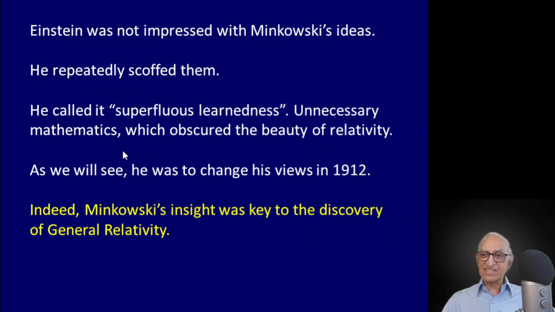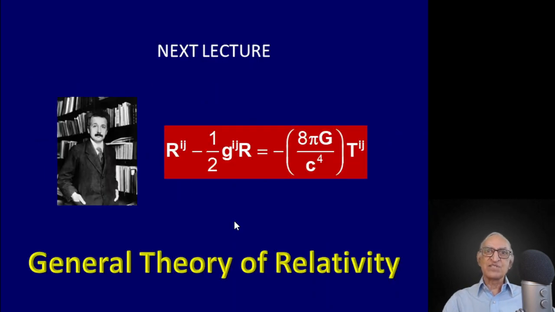As we shall see in the next lecture, Einstein was to change his views 5 years later, in 1912, when he was in Prague. Indeed, Minkowski's insight into the geometrical structure of special relativity was the key to the discovery of general relativity. It is on that principle that we shall see that Einstein constructed the general theory of relativity, which we shall discuss in the next lecture.